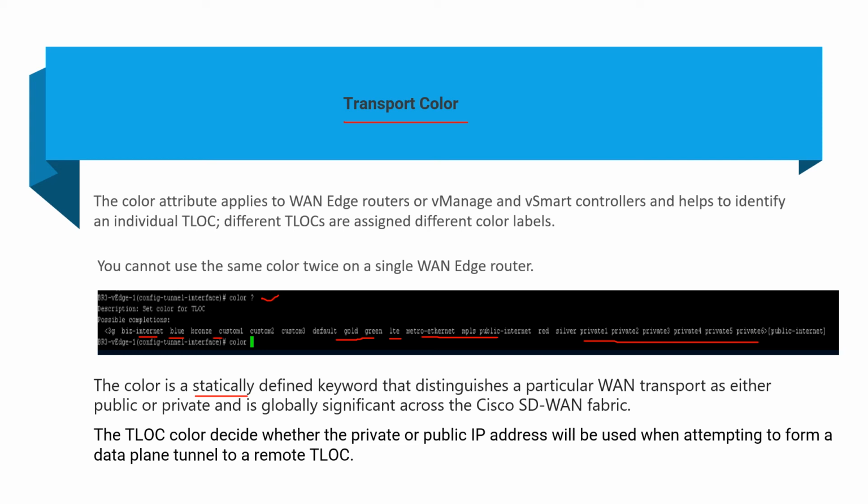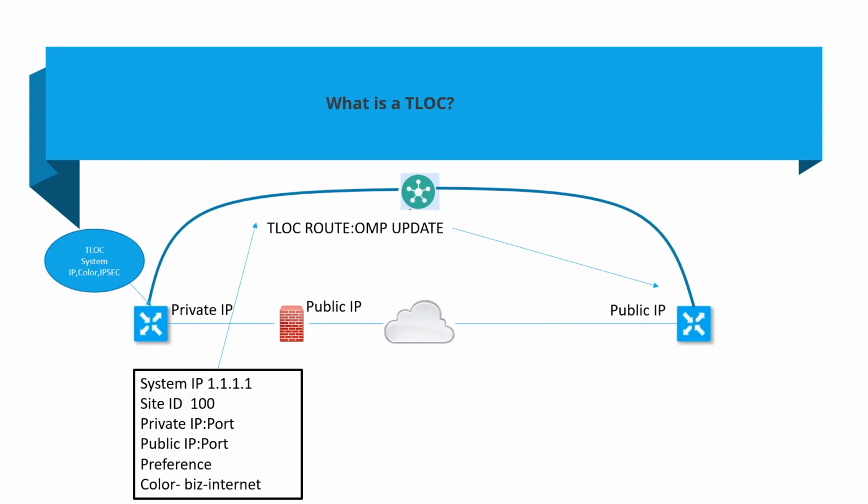And these TLOC colors basically decide whether the private or public IP address will be used when attempting to form a data plane tunnel to the remote TLOC. We just talked about the TLOC: a vEdge can form a data connection to another edge or TLOC using the colors.